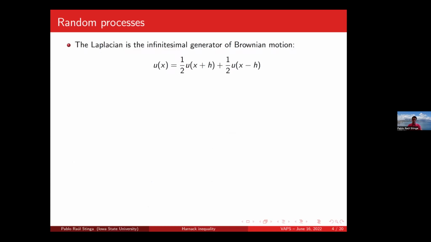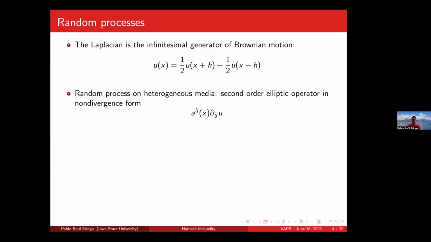Okay, so what about random processes, right? The Laplacian, we know, is the infinitesimal generator of Brownian motion. So here I'm thinking that you have a particle that moves in one dimension, and the probability to go to the right is 1/2. The probability to move to the left is 1/2. So the probability to be at the point x, by the law of total probability, is the probability of being on the left and the probability of being on the right, right? So you have 1/2 u of x plus h plus 1/2 u of x minus h. And this is just the mean value property. u is the average at x plus h and x minus h. So when properly rescaled, when h goes to 0, you recover a harmonic function, right?